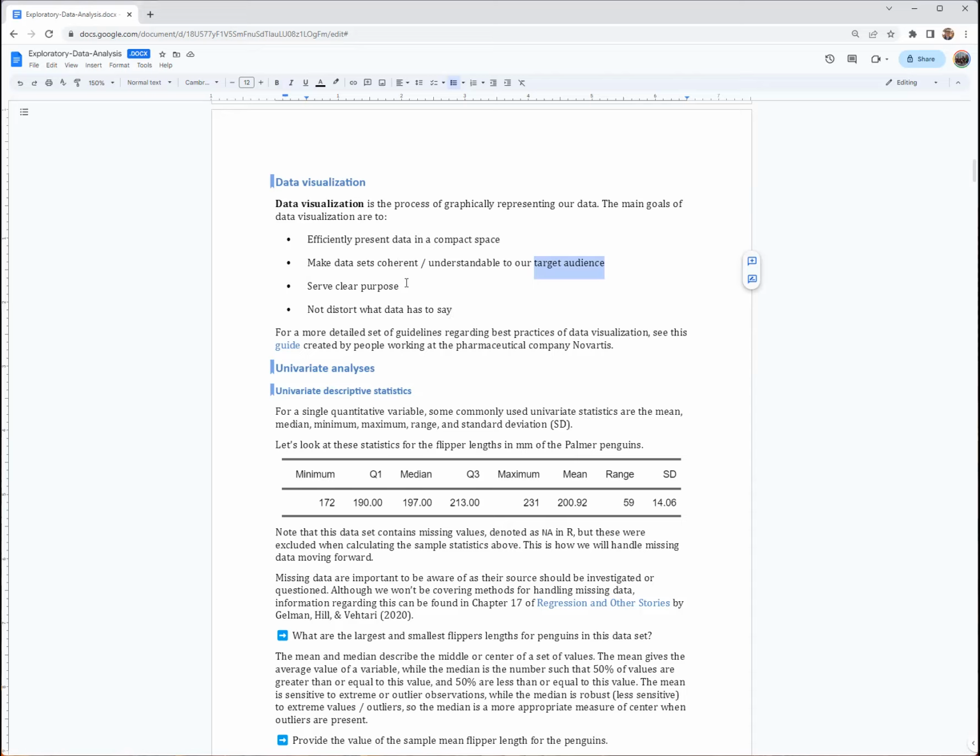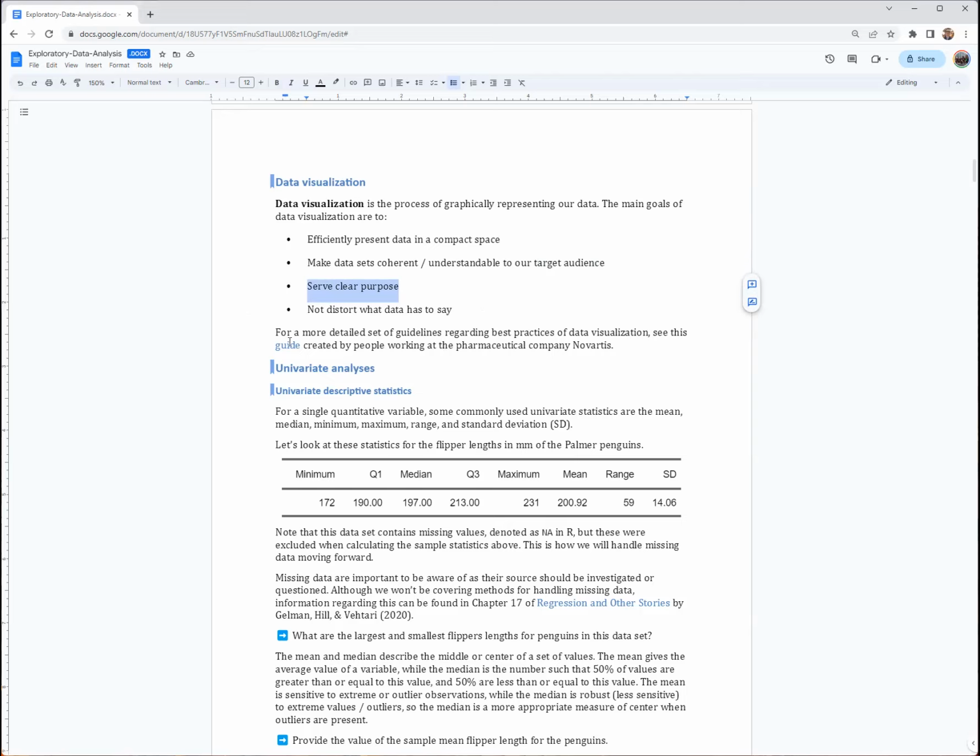Data visualizations should also serve a clear purpose. The goal is that you communicate an important aspect about your data, and it's clear what you are communicating. You shouldn't leave your viewer wondering, what was I supposed to learn from that plot? Or what's the main takeaway? And the last thing is that data visualization should not distort or hide aspects of the data. It should be true or faithful to what the data actually shows us.